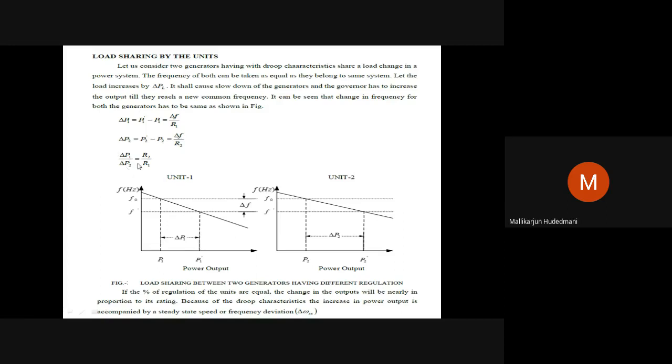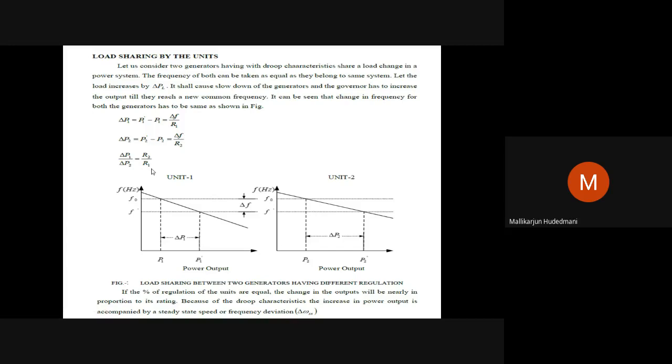What do you feel by this? Inverse proportion to their characteristics. Delta P1, delta P2, the corrections required over here, are inversely proportional to their characteristics. This is the ratio, I understand.